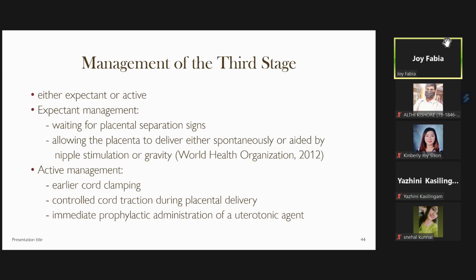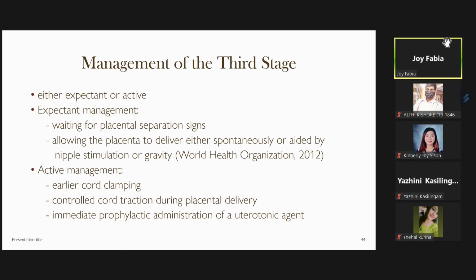For the management of the third stage of labor, it can be expectant or active. For the expectant management, we just have to wait for the placental separation signs and then allow the placenta to deliver either spontaneously or aided by nipple stimulation or gravity according to WHO in 2012. And then for the active management, we do the earlier cord clamping and then a controlled cord traction during placental delivery and an immediate prophylactic administration of uterotonic agents.